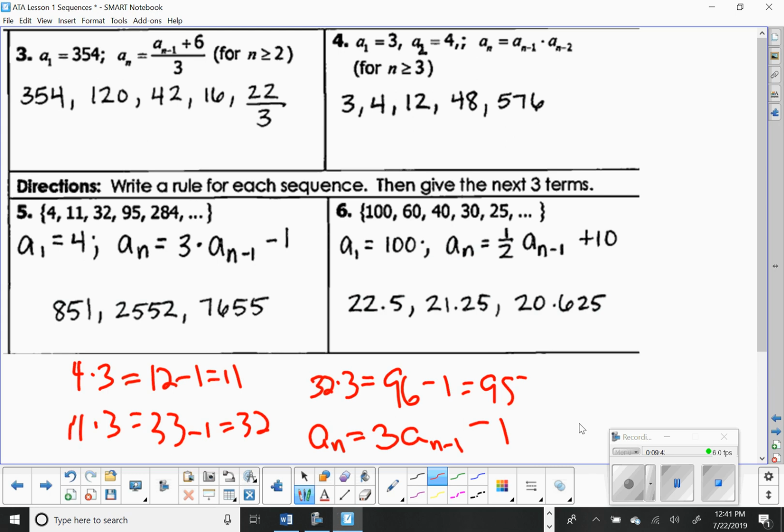Did you get that you take half of the previous term and then add 10? And then there are the answers down below. So far, so good? Great.